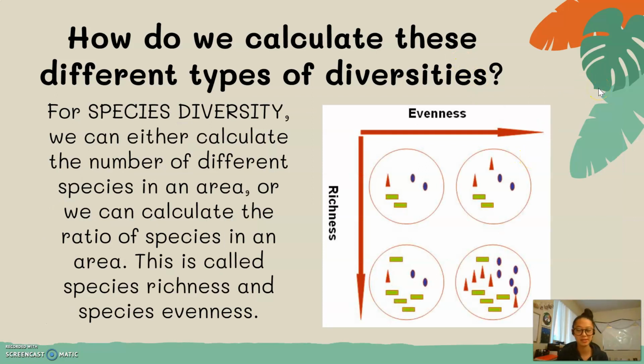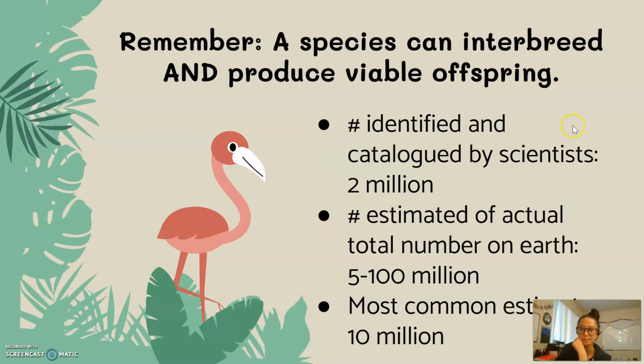All right, in terms of species diversity, this is the one that's probably calculated most often. You can either calculate the different number of species or you can calculate the ratio of species. So we're going to talk about this. It's called species richness and species evenness. So let's take a look here.